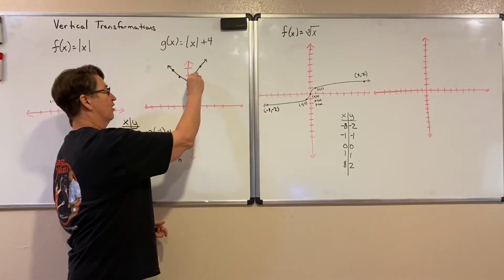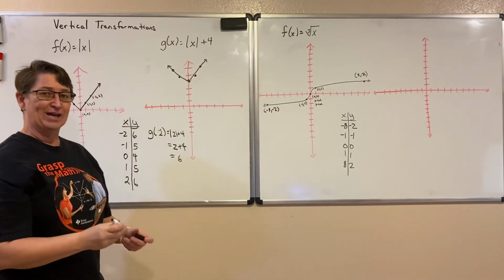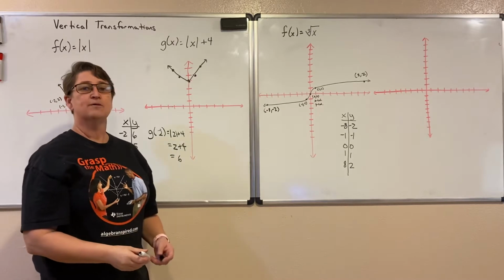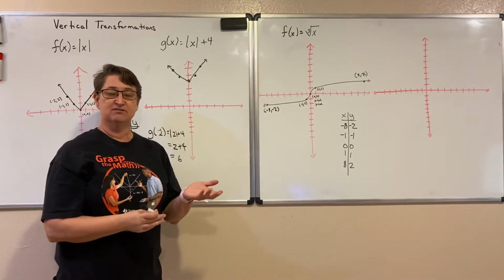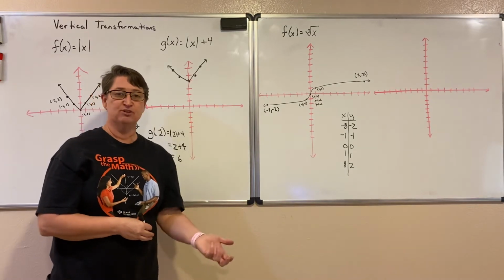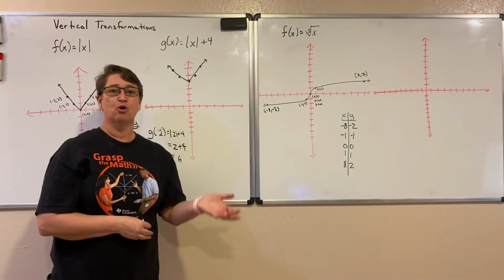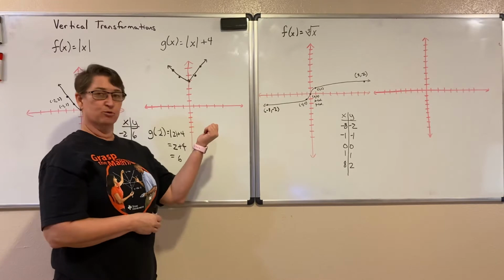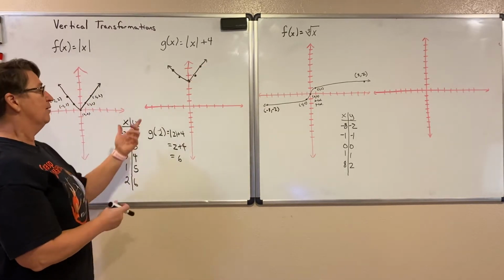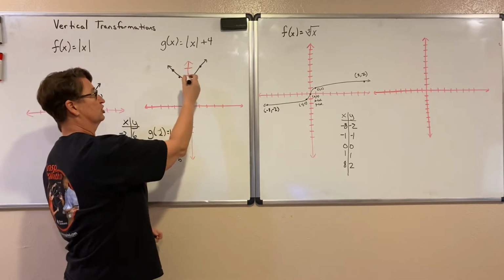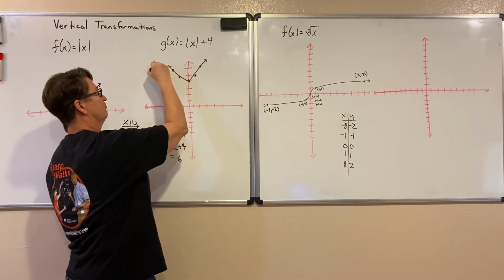And it turns out that every time we add or subtract a number from our parent function, all that's going to happen is it's going to vertically shift that function up or down, by whatever number we add or subtract. So there's our vertical shift of this new function.